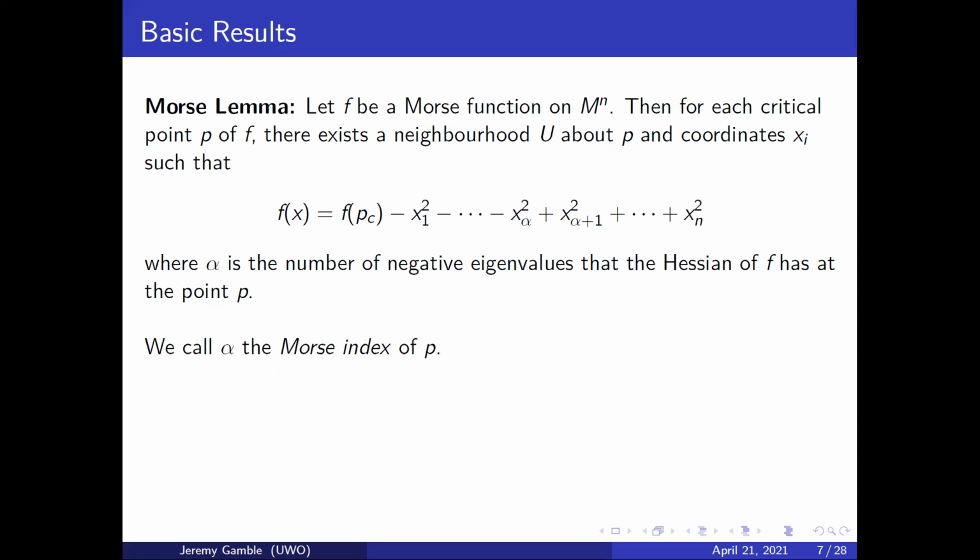Why we choose the negative ones, rather than the positive eigenvalues, isn't super obvious, but we'll actually see this come up explicitly in the proof of the Morse inequalities. It turns out that picking the negative ones is the right tool for the job.